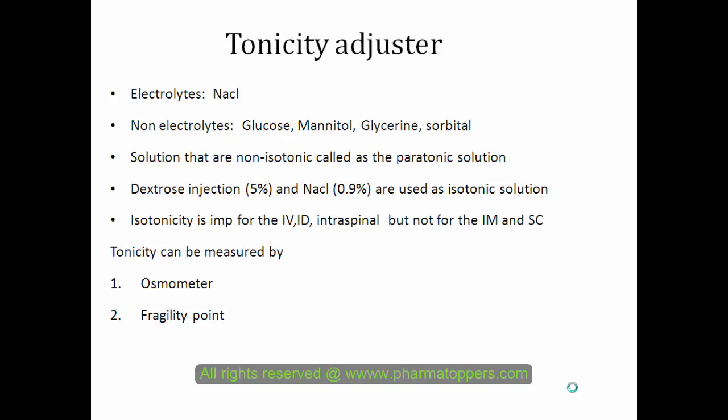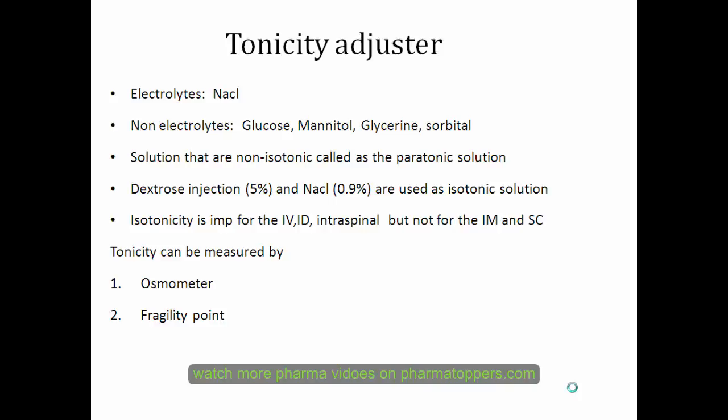Tonicity adjusters are electrolytes and non-electrolytes. Electrolytes such as sodium chloride are used, and non-electrolytes are glucose, mannitol, glycerin, and sorbitol. A solution that is not isotonic is called a paratonic solution. For tonicity adjustment we commonly use electrolytes such as NaCl at 0.9% concentration, and in case of dextrose injection we can use 5%. Isotonicity is an important criterion for intravenous, intradermal and intraspinal injections, but not for intramuscular and subcutaneous.